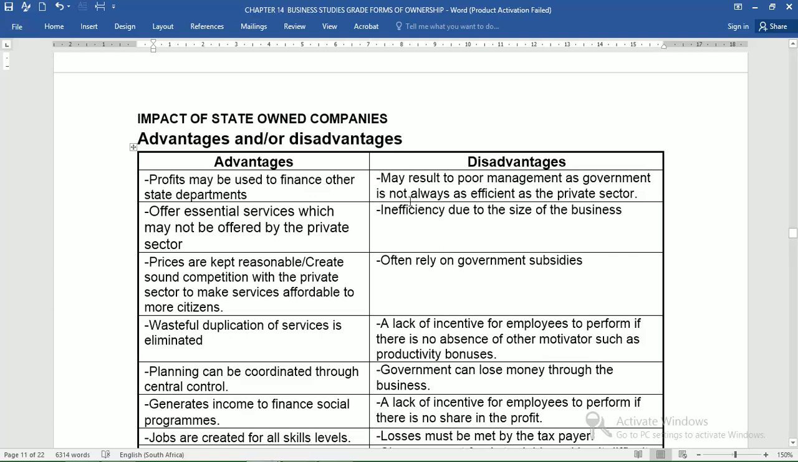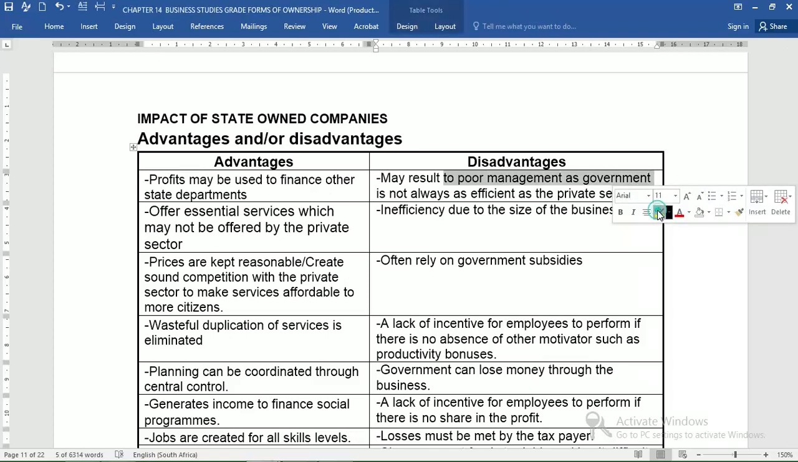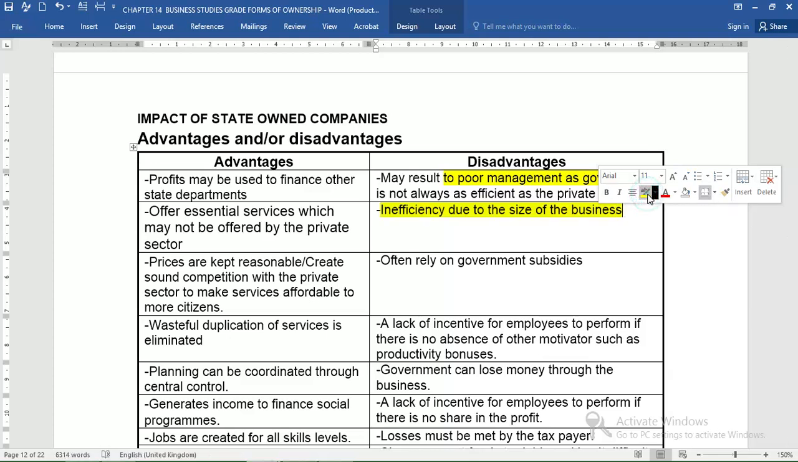The major disadvantage is poor management of those kinds of companies. They are managed poorly. That's why you see South African Airways now is closing because of poor management, right? And they are very inefficient, they are very slow in providing services. Look at public hospitals, look at Eskom, the way that it provides electricity. It's very inefficient. Why? Because they are too big and too complicated, and it becomes difficult to provide essential services properly and efficiently, right?